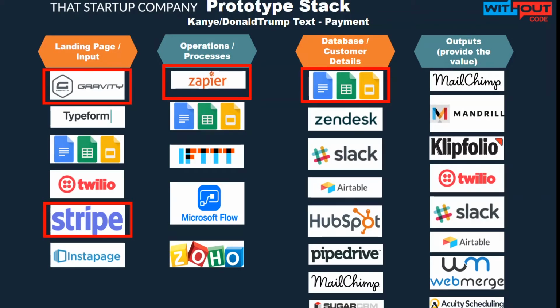Okay, so the first step for Donald Trump text is to actually take a payment. The reason why you want to take a payment is because actually sending these text messages costs money. So you want to recover the funds that you're actually going to pay to send these messages. Today, we're going to do this through two methods. The first one is going to be using Gravity Forms and a Stripe integration with Gravity Forms, which will send the details to Zapier, and then Zapier will write a line in the customer database.